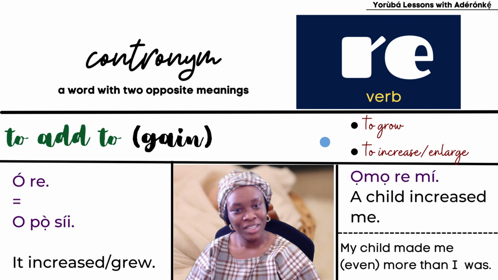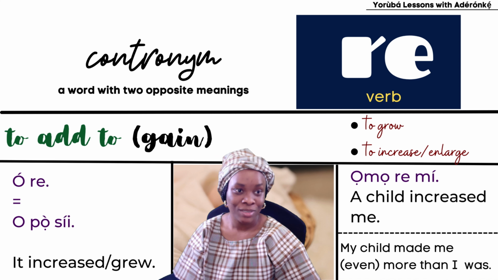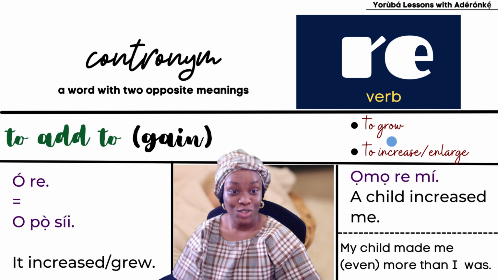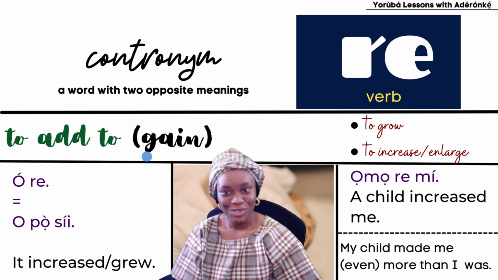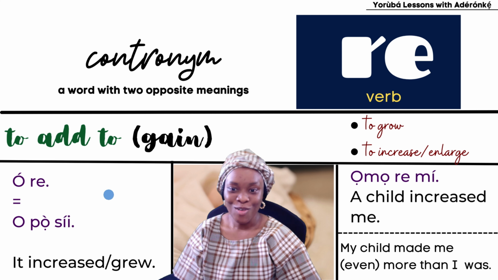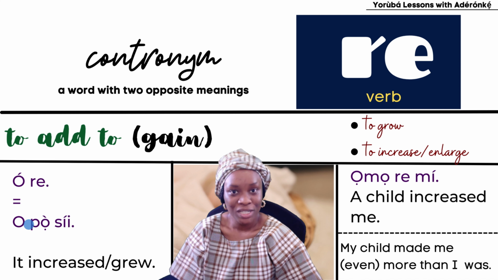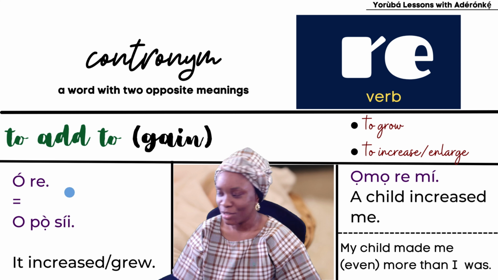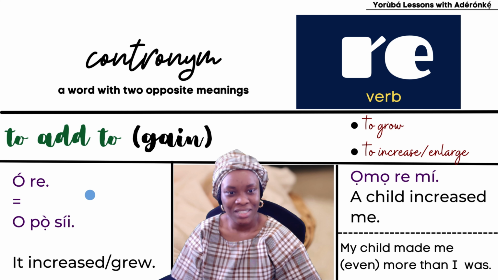Now, Re, on the other end, which is the contronym aspect that I was talking about, could also be to gain, to grow, to increase or enlarge. So it could be one thing to lose, but it could also be another thing to gain. If you say O re, you would be saying it increased, it grew. You look at something, you notice that it increased or it enlarged. Ore, it increased, it grew.